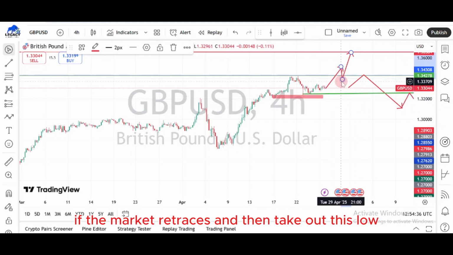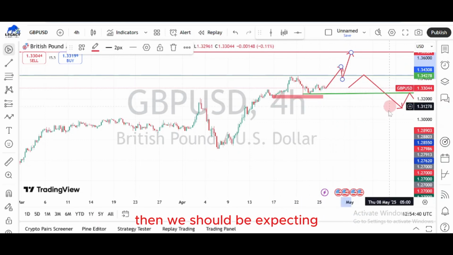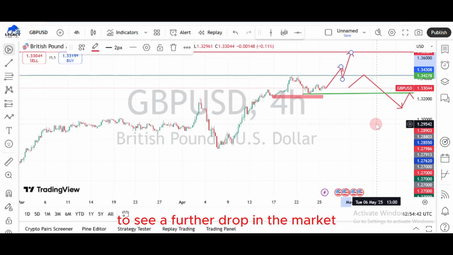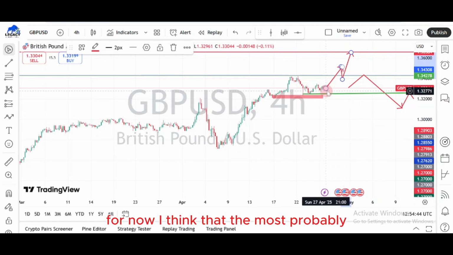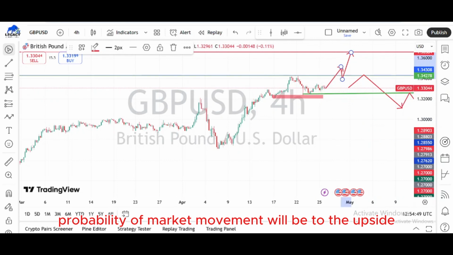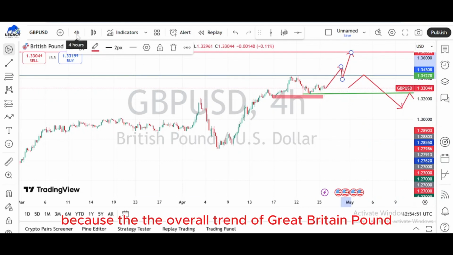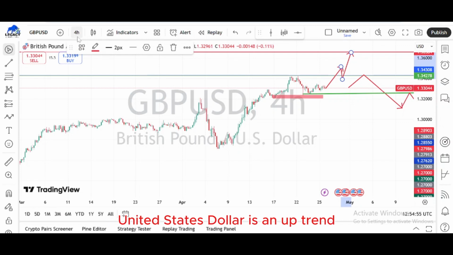If not, if the market retraces and then takes out this low, the liquidity that is here, then we should be expecting to see a further drop in the market. For now, I think the most probable market movement will be to the upside, because the overall trend of Great Britain pound United States dollar is in an uptrend.